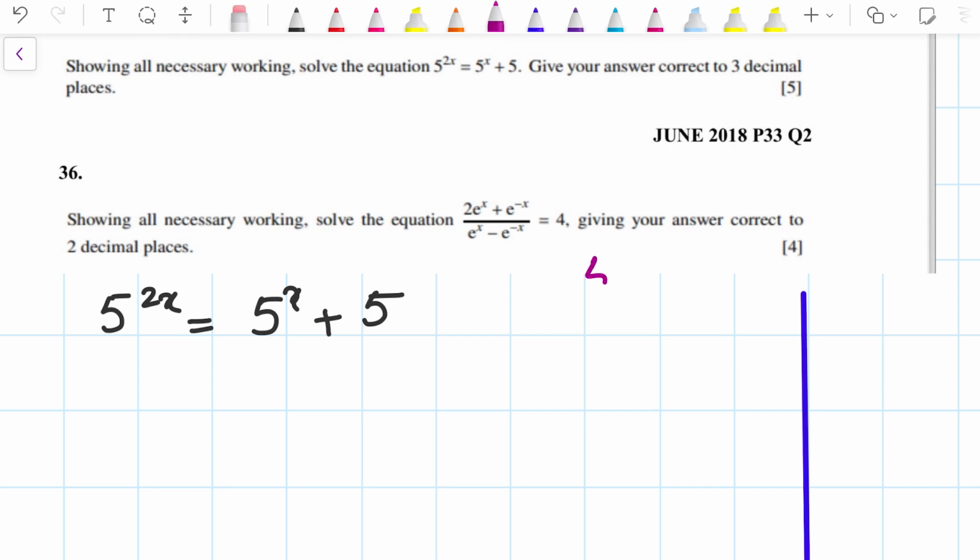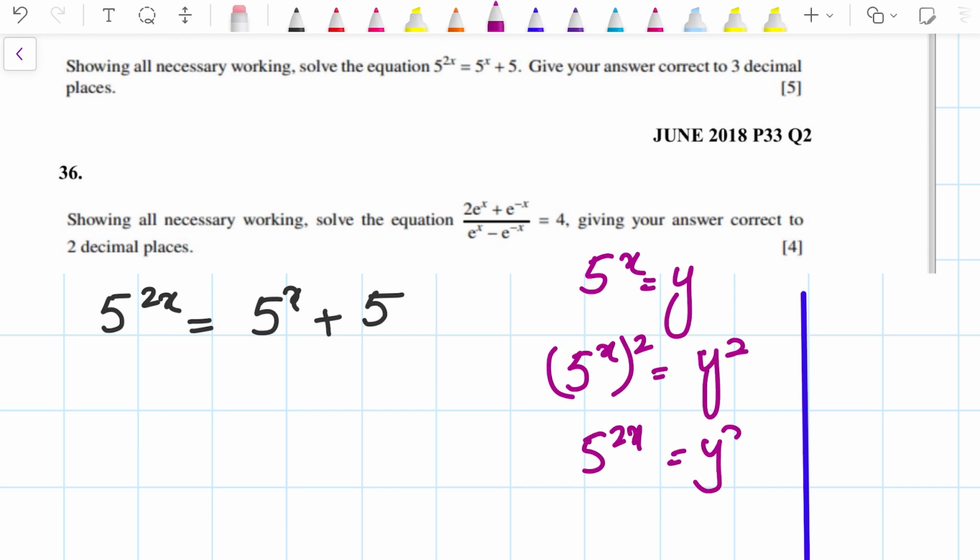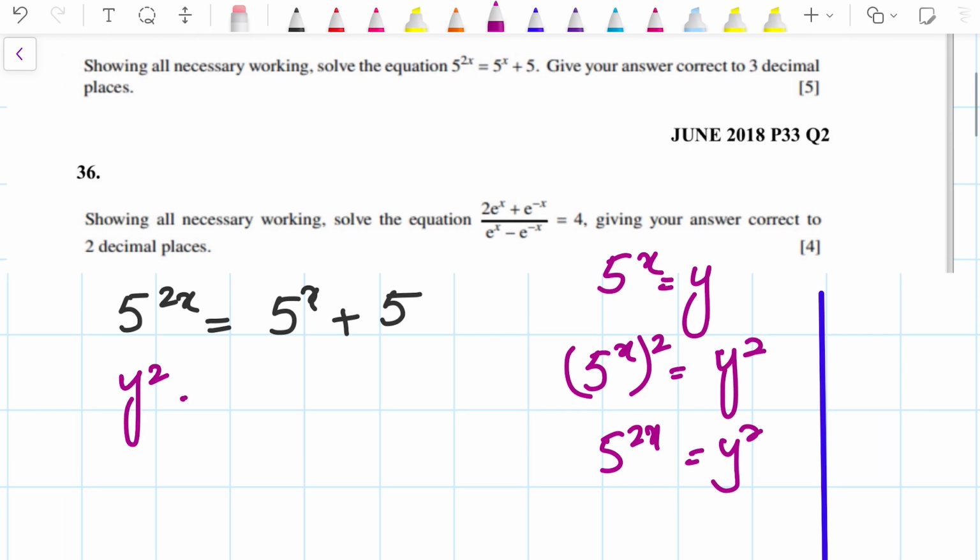So let's take 5 power x equals y. Squaring on both sides, 5 power 2x becomes y square. Y square equals y plus 5. Y square minus y minus 5 equals 0.